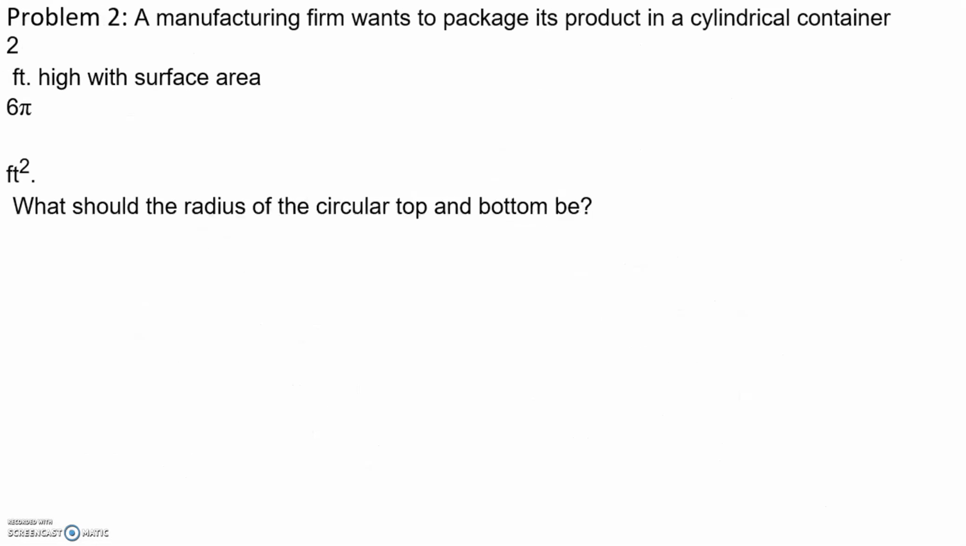Problem 2. A manufacturing firm wants to package its product into a cylinder container 2 feet high with surface area 6 pi feet squared. What should the radius of the circular top and bottom be? Okay, so let's go for it here. First of all, since it's a geometry problem, I could probably draw it out a little bit here. We have a cylinder container. The height has to be 2 feet, so we're in feet.